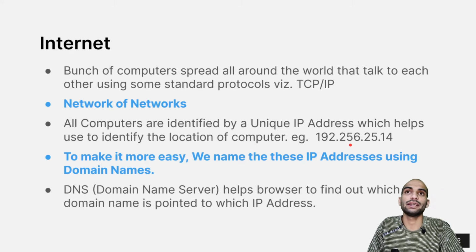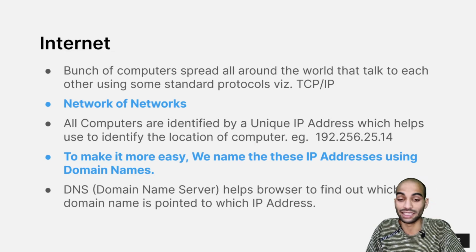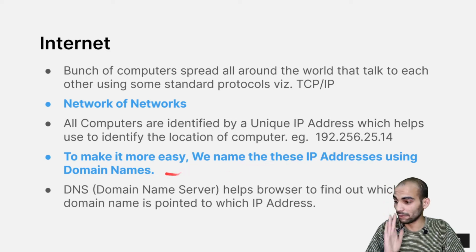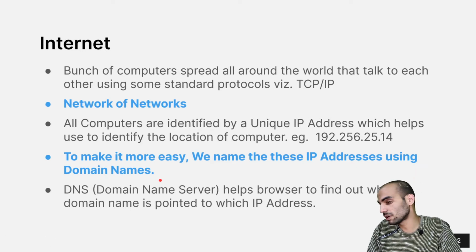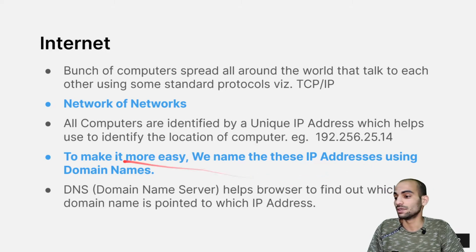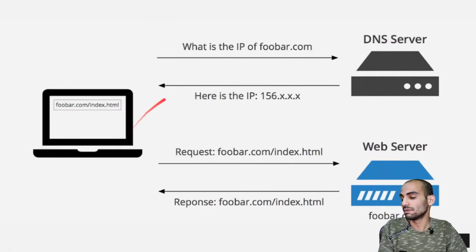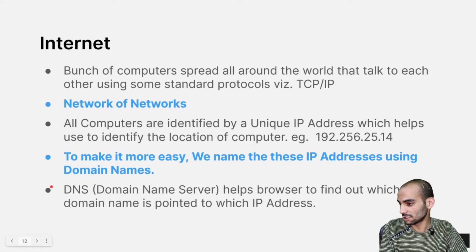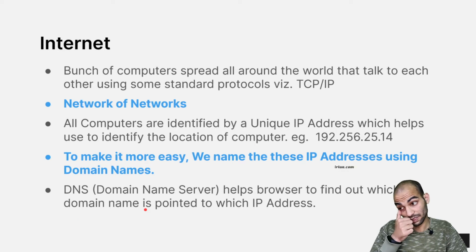So for example, right now you want to open the website that was created by Google as a search engine, that is google.com. To make this IP address thing easy, we created domain names, that is google.com. So google.com is a domain name which is linked with an IP address. So whenever you are opening google.com, something like this is happening: your browser is trying to connect with google.com using this DNS, the domain name server.